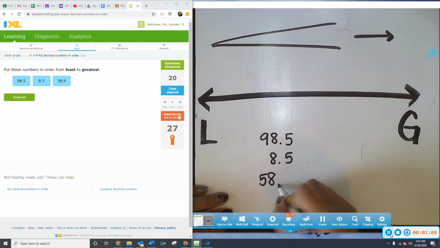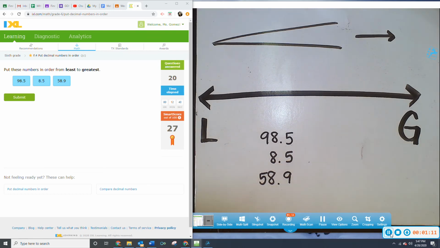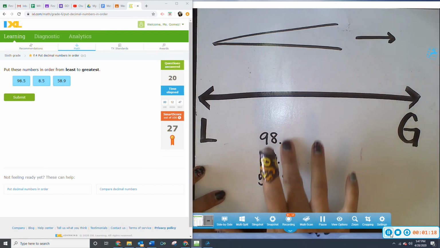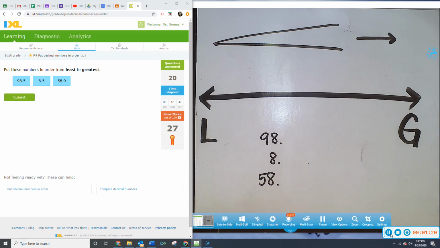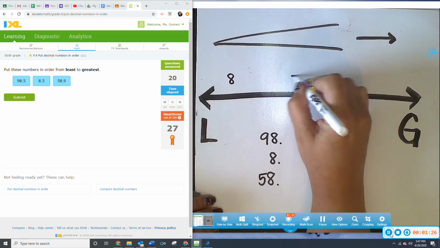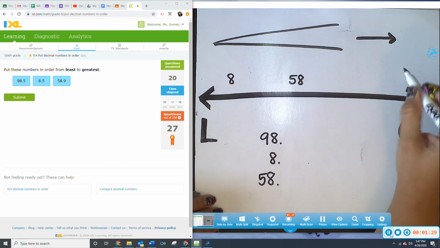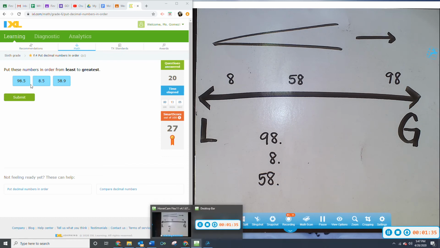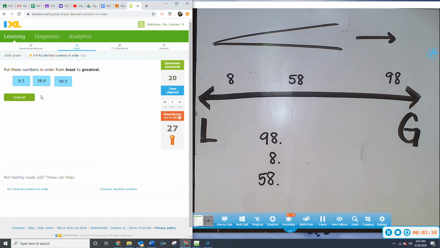58.9. Now, what I would like you to first do is take a look at your three numbers, and actually, let's not worry about the decimals right now. Because if we take a look at these three numbers, it's very easy for us to say 8 goes here, 58 somewhere around here, and 98 would be the greatest. And since it wants from least to greatest, well, there you go. All you have to do is rearrange the order and submit.